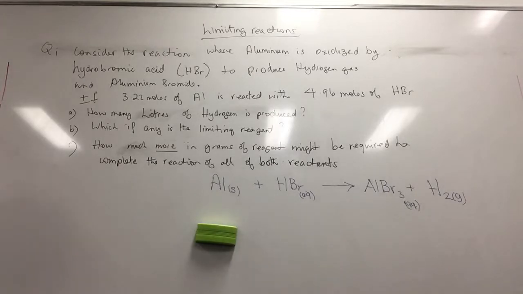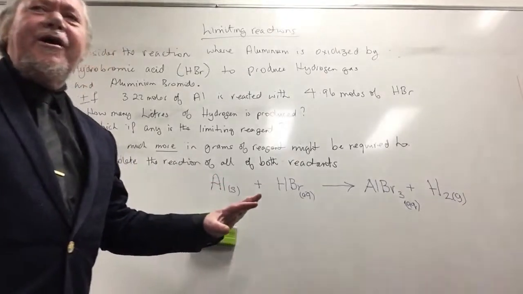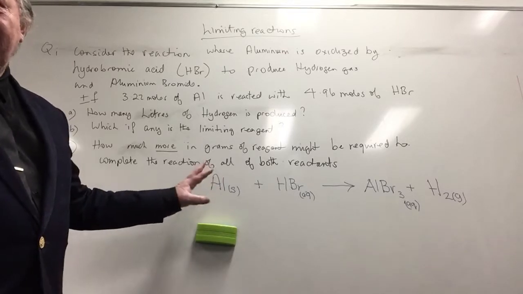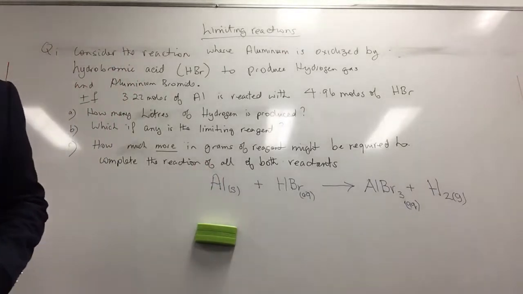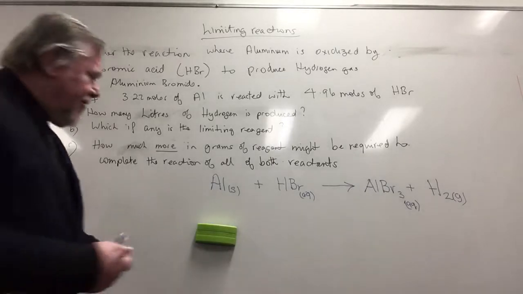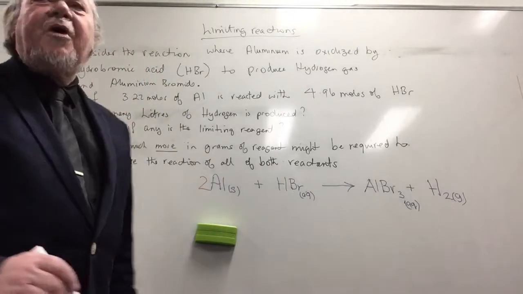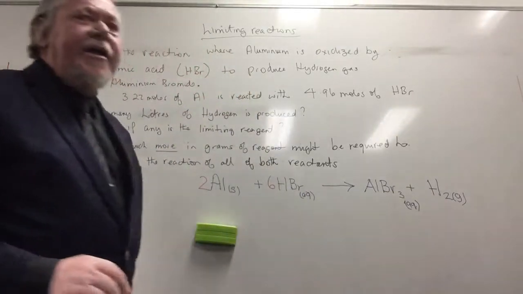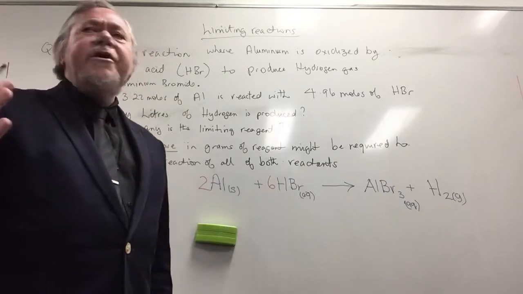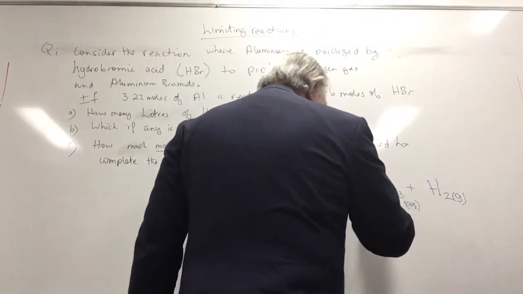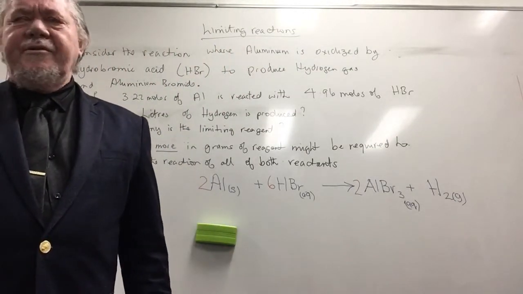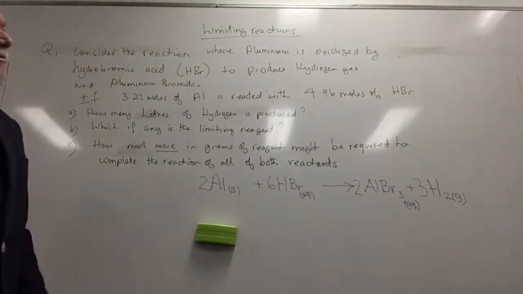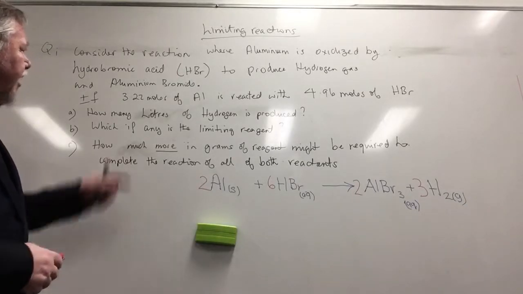Okay, good. All right, so we now have a balanced equation. So how many aluminiums are we going to have? Two. Hydrobromic acid? Six. Okay. And that's going to give us how many moles of aluminium bromide? Two. Also two. And what about hydrogen gas? Three. Good. Okay, excellent. So now we can have a look at this.